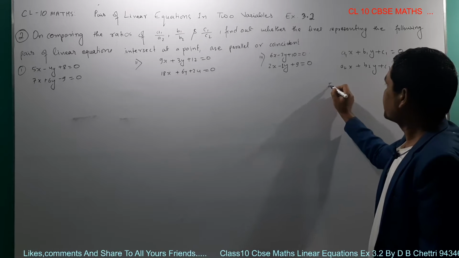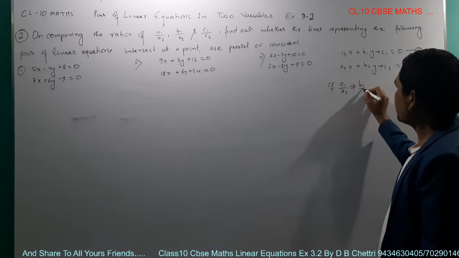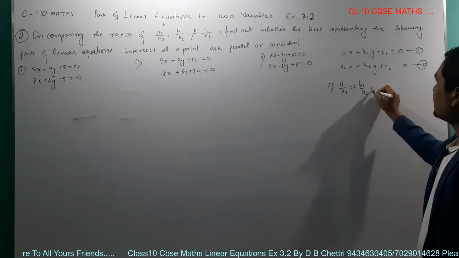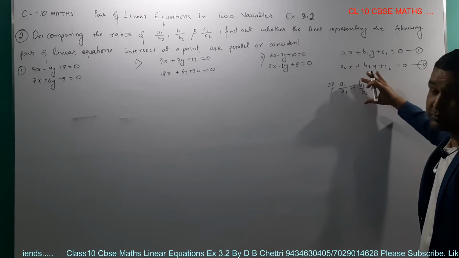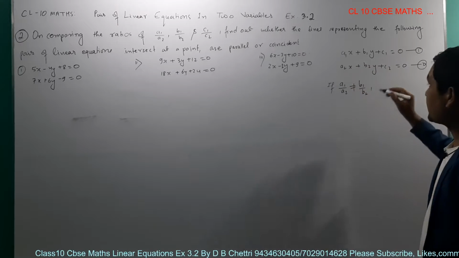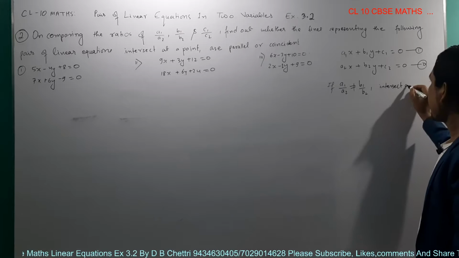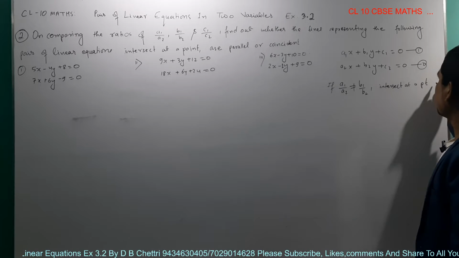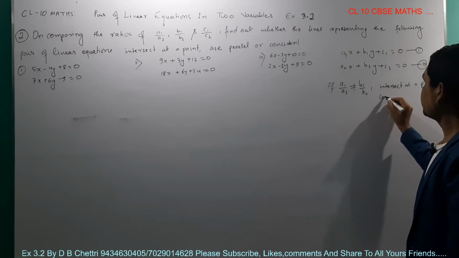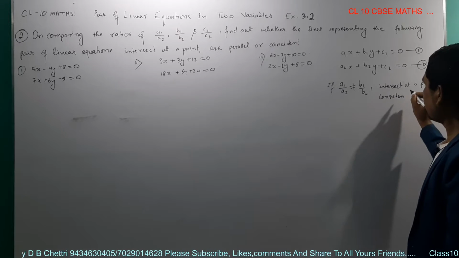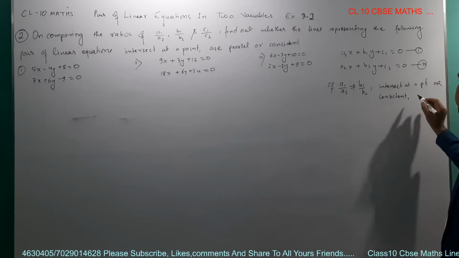After getting the ratios of these equations, if a1 by a2 is not equal to b1 by b2, that is, if the ratios are not the same, then the equations intersect at a point. Another name for the same relation is consistent, or unique solution.